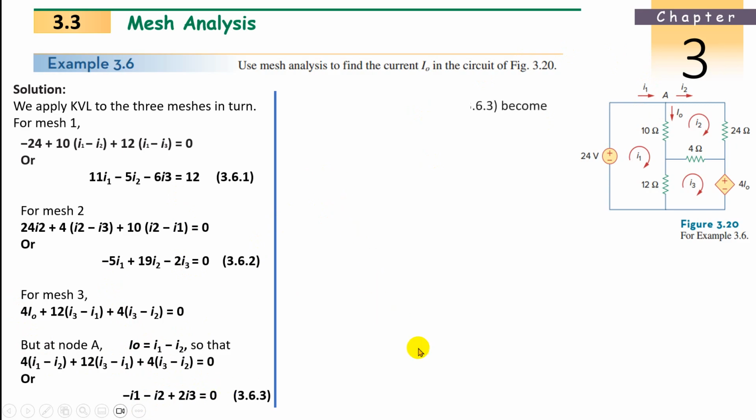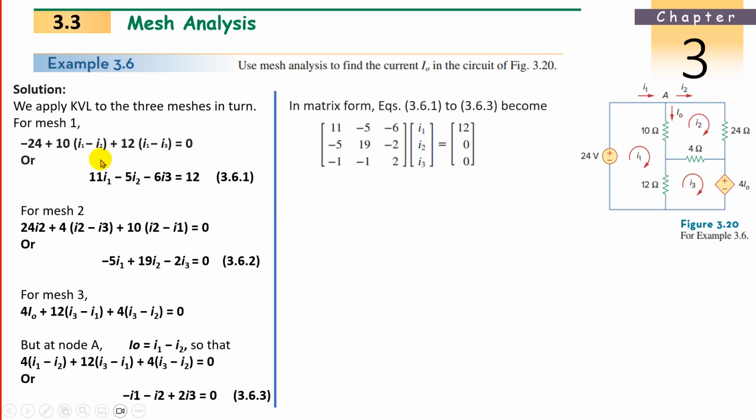Now make it in the matrix format. 11, minus 5, minus 6. Then minus 5, 19, minus 2. Minus 1, minus 1, 2. This is I1, I2, I3. Don't confuse with the jumbo. On the right side, 12, 0 and 0. Easy now. More zeros are there, easy for our calculation. So you are happy.